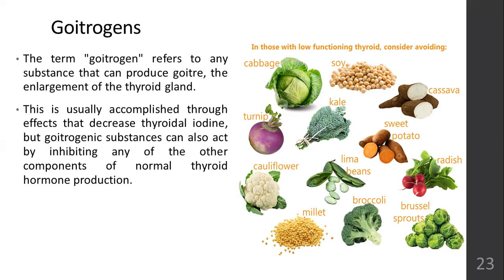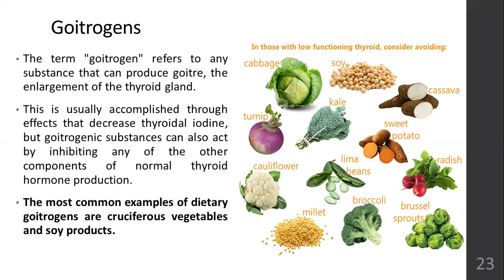They can also act by inhibiting other components of normal thyroid hormone production. Sometimes they may not interact with iodine, but they will inhibit other components that are required for thyroid hormone production. So these are goitrogens. The most common examples of dietary goitrogens are cruciferous vegetables and soy products. So this is the list of cruciferous vegetables.